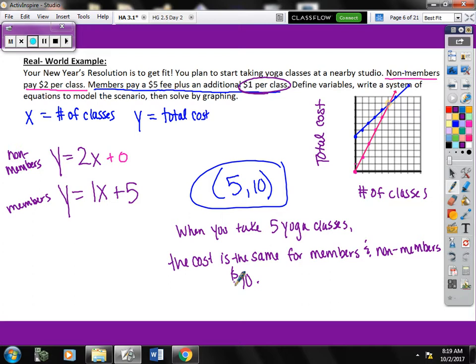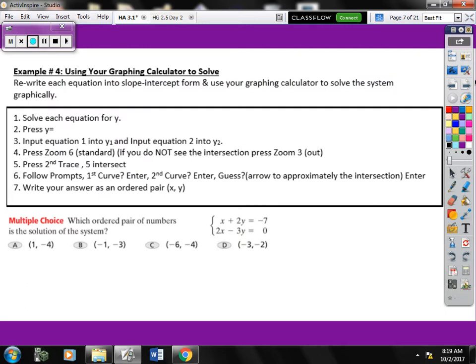Now they might say if you're planning on only taking 4 classes, which is the better option? So if you're only going to take 4 classes, it'd be cheaper to not be a member because you're going to pay $1 less. Okay. Sometimes you'll see those extension questions. All right, now let's do our graphing calculator.